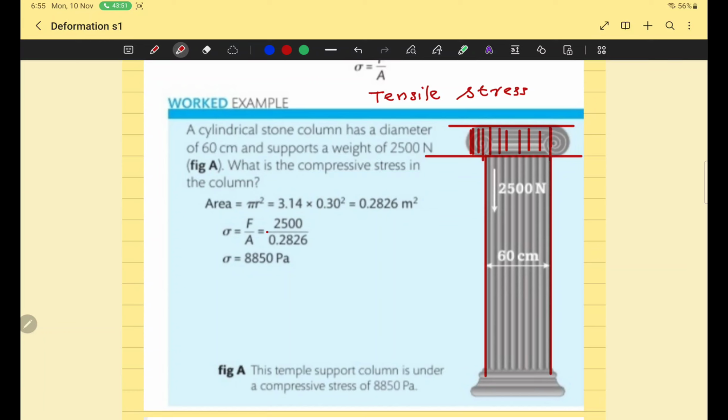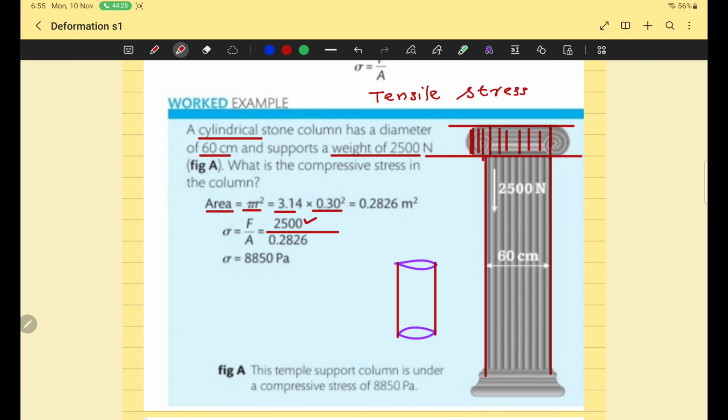Sir, stress is equal to force per unit area. Sir, force is the weight. Yes, force is the weight. Weight is 2500. In the denominator, area. You know the area of a circle because it is a cylinder. The shape of a cylinder is always considered like this. This is a cylinder, and the area for a section is pi r squared. Pi is 3.1.